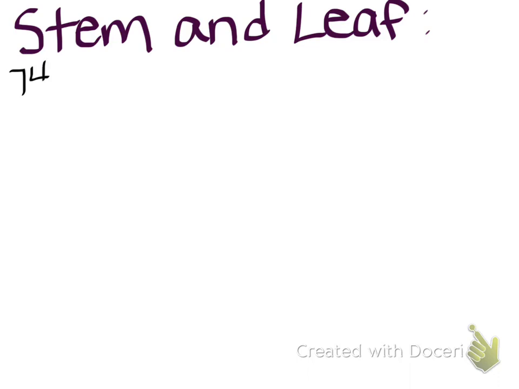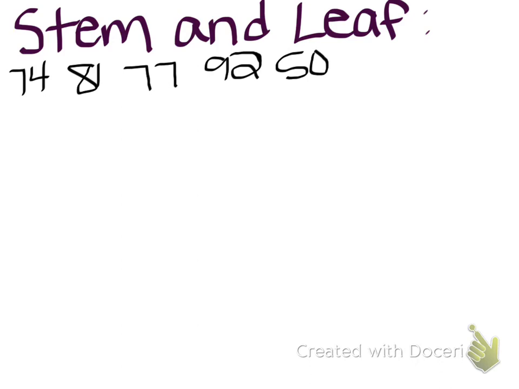We have 74, 81, 77, 92, woohoo, and 50. I'm just going to write down those 5. So the rightmost number in all of these is the number in the ones place. All of those numbers that I've underlined in blue are going to form our leaf. And now everything that I'm underlining in purple is going to form the stem.